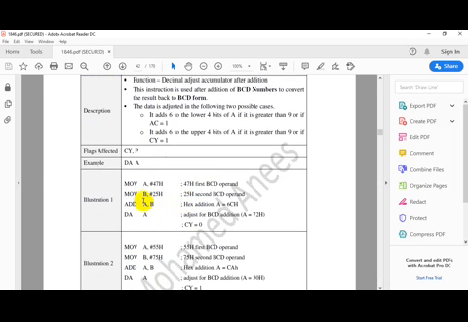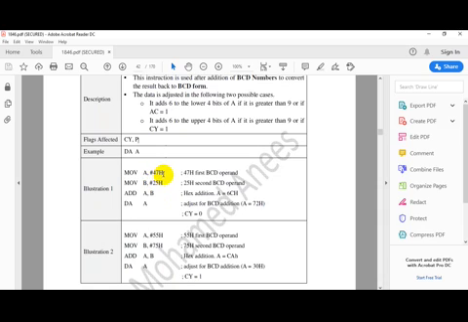As an example, MOV A, #47h and MOV B, #25h. I perform the addition and I get 6Ch. By 6C, it's very difficult for me to interpret. So after this, I will apply decimal adjust accumulator, which will convert it back into BCD form. If the result is greater than 8 bits, it will make carry equal to 1. If the result is not greater than 8 bits, carry will be equal to 0.